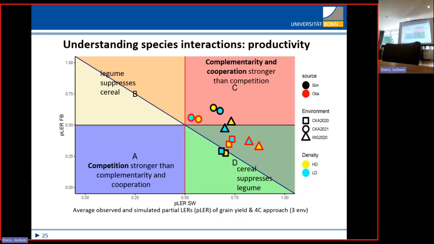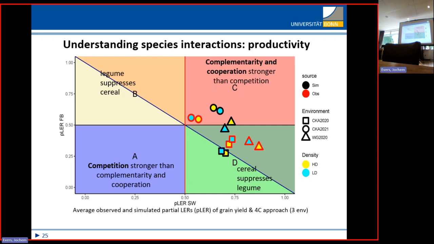I want to show you one way to visualize the data from intercropping, which I find quite interesting. This is from Eric Schüst. It's the so-called C4 approach. He has published a paper on that. You plot the PLER of fava bean against the PLER of spring wheat, and then you have these four boxes. When the values are in that box, it means the legume suppresses the cereal. In that box, it means the cereal suppresses the legume. Here, complementarity and cooperation are stronger than competition, and here the competition dominates.